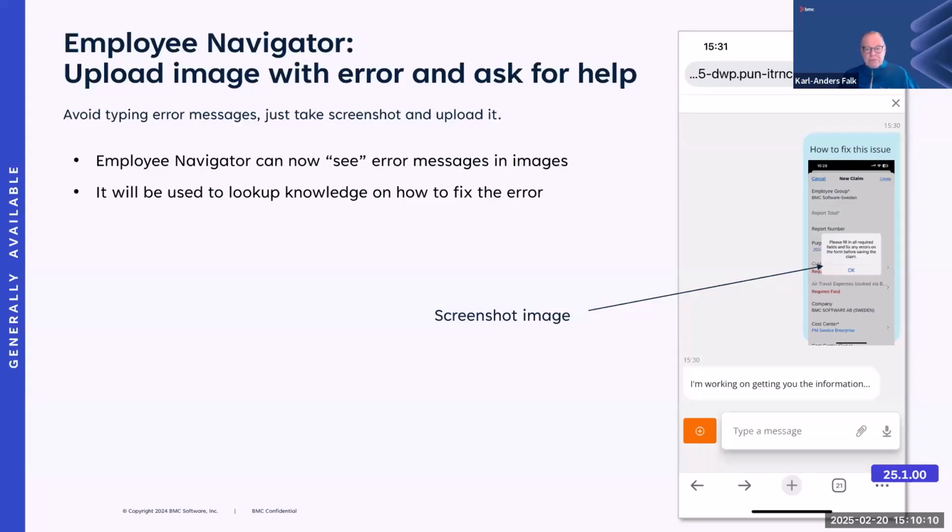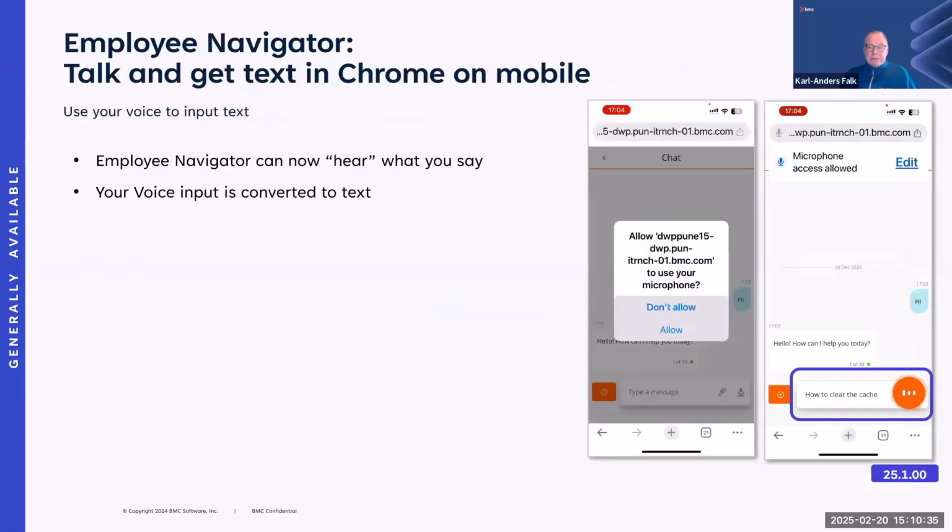So if you have a GPT-4o as your large language model, it will actually take the picture, analyze it, and we get the text back, which means we can then look up a knowledge article and give you instructions for how to handle the situation. So not just see, but also hear. So it's got eyes, it's got ears now.